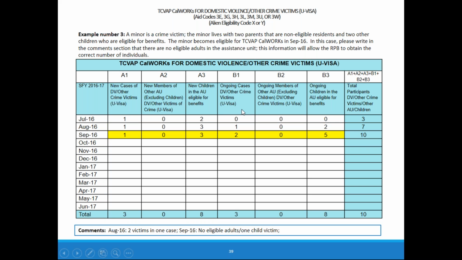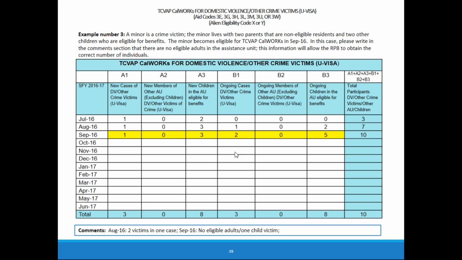Example number 3. A minor is a crime victim. The minor lives with two parents that are non-eligible residents and two other eligible children. The child becomes eligible for TCVAP CalWORKs in September 2016. In this case, please write in the comment section that there are no eligible adults in the assistance unit. This information will allow us to obtain the correct number of individuals. This information will be entered in the September 16 row.